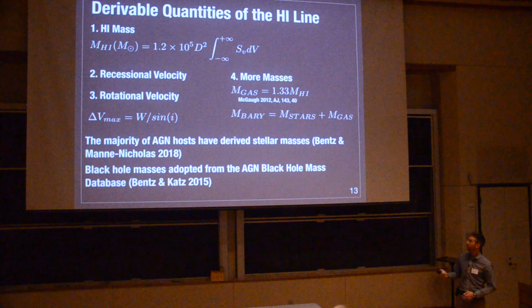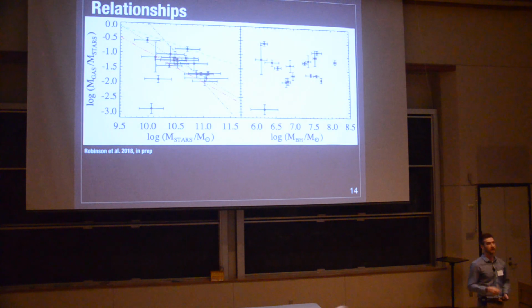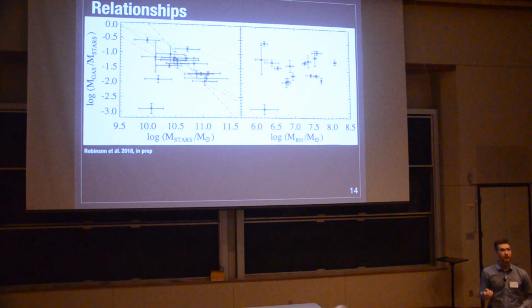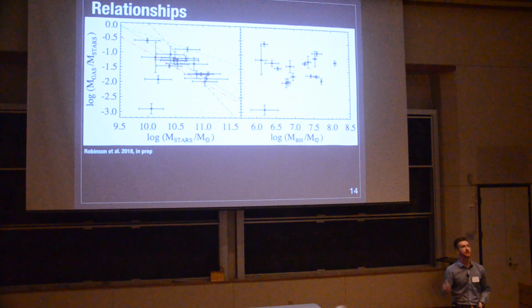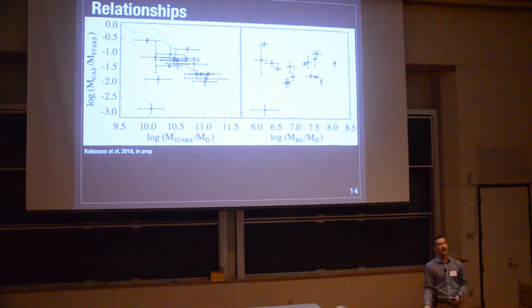So a more direct way is comparing the gas fraction to the amount of stars that you have, using the same assumption where the higher in stellar mass the galaxy is, the lower amount of gas that you would have because you used all of it up to make all of your stars.